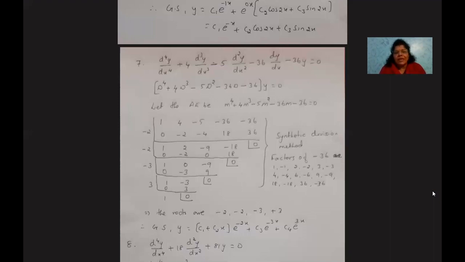Since it is a fourth order degree equation, most students' calculators do not have this fourth order option. There is a very latest edition. So I'm trying to solve this fourth order equation using the synthetic division method. What is this synthetic division method?